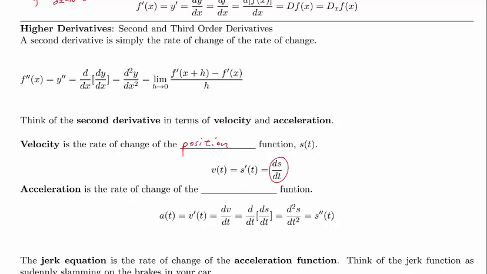And then note we've got our Leibniz notation here, ds dt, the derivative of the position with respect to time is how you would read that. All right, so what is acceleration? We've all been in a car that was accelerating at a constant rate. Acceleration is the rate of change of the velocity function.